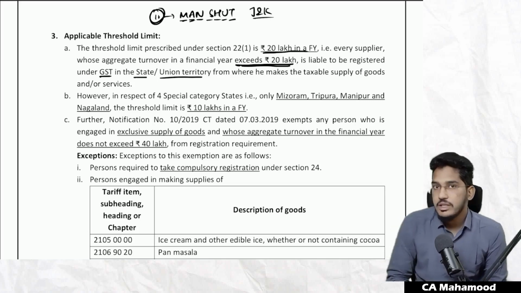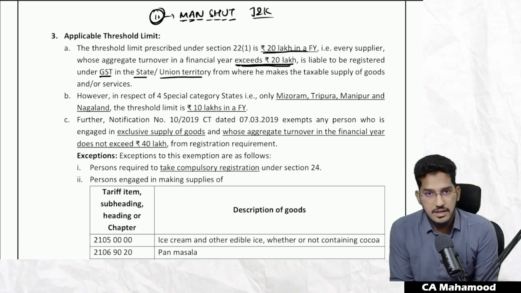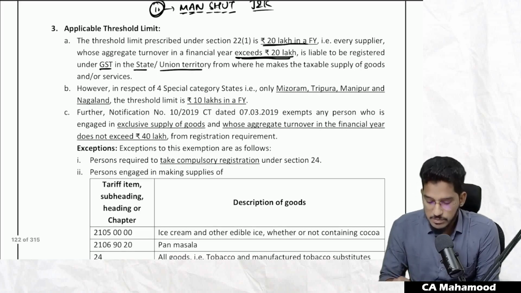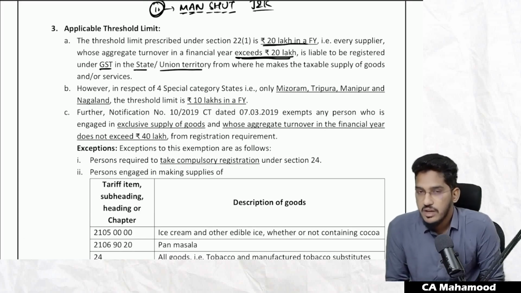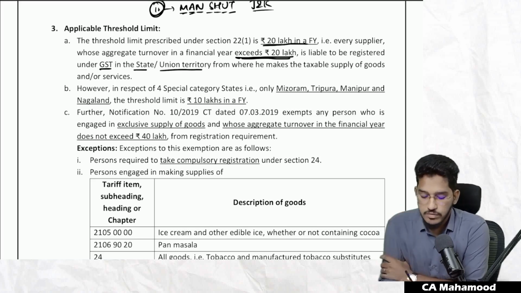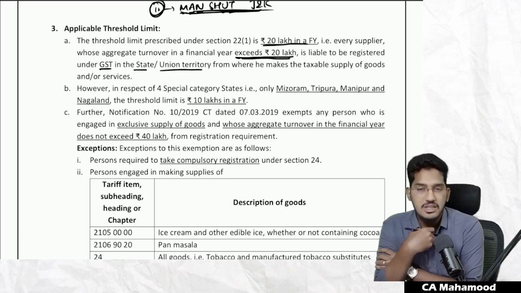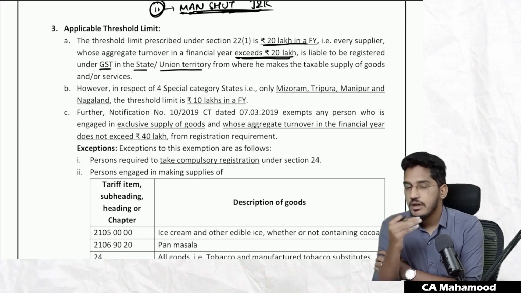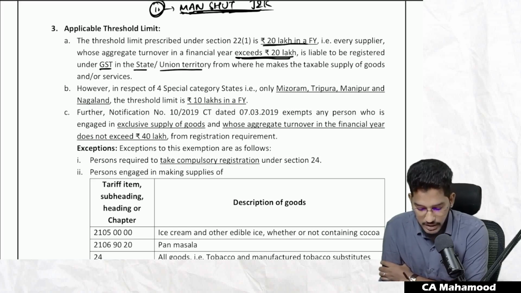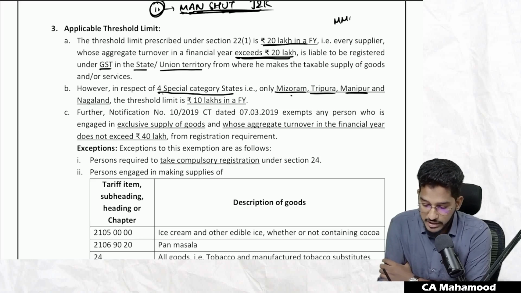I told you, when it comes to the 11 special category states, the GST Council can make special provisions. Now what has happened is some of the special category states came and told, sir, we want our limit to get reduced. You are telling when the limit exceeds 20 lakhs, you are required to take registration. But out of these 11 special category states, 4 came forward and told, sir, for us 10 lakh rupees of limit will be enough. So which 4 states have come forward? In respect of 4 special category states, which are Mizoram, Tripura, Manipur and Nagaland, you can remember it as MMNT.